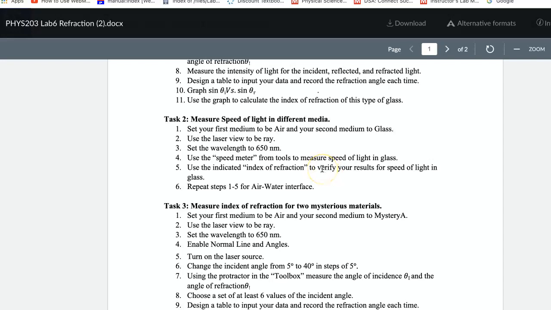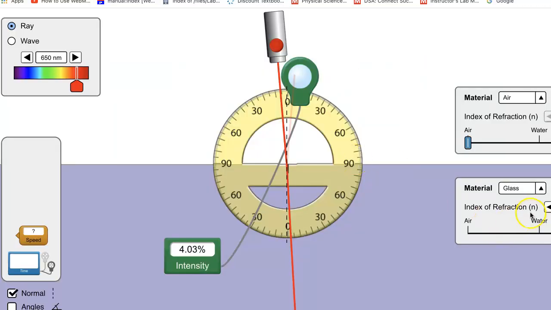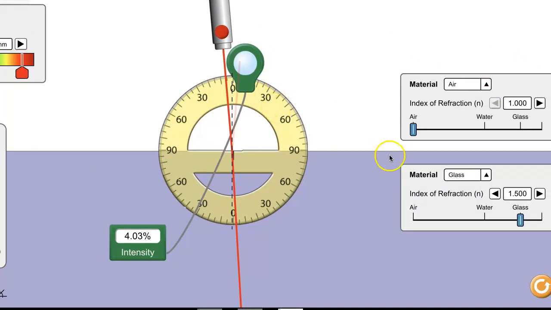Then you will be able to find what is really the, let me show you, the index of refraction of glass here is 1.5. Then you should be able to calculate here what is the speed of light in glass. You are going to compare this with this one here, where it shows you what is really the speed of light, 0.67 c. Then you should be able to do that calculation very easily. And this is for part 2.